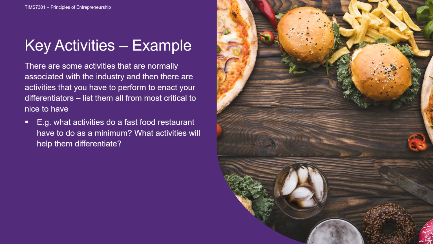There are some activities that are normally associated with your industry, and then there are activities that you have to perform to enact your differentiation. List them all from most critical to nice to have. So, for example, what activities does a fast food restaurant have to do as a minimum? What activities will help them differentiate their product and their business model? Think about what the key activities are that you need to do with your business model. Can you innovate or do something different to what happens in your industry?